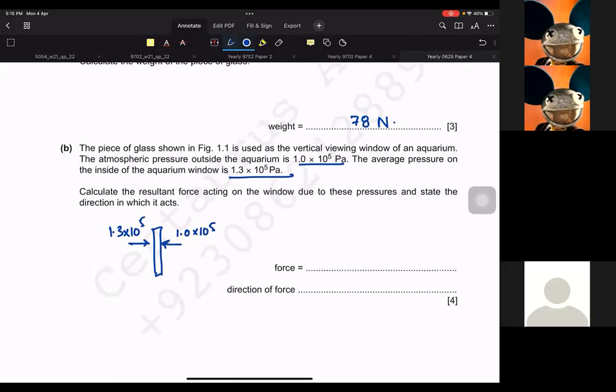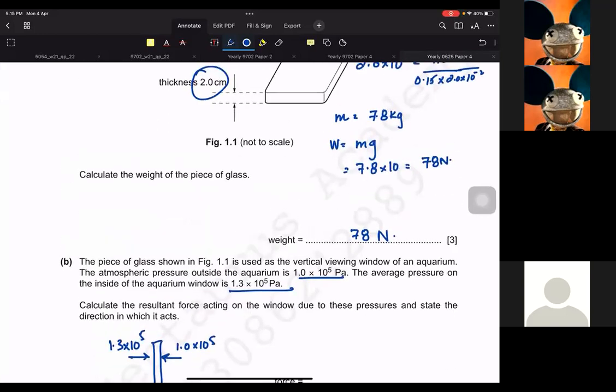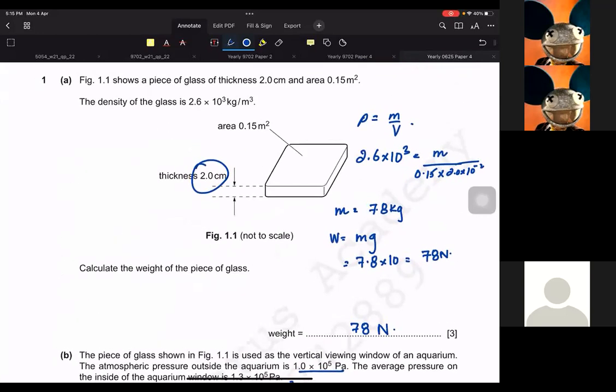Sir? So, yeah. Can you show the working for the above question? Yes. Zahan, you have to be quick, okay? Otherwise, we won't be able to finish it.